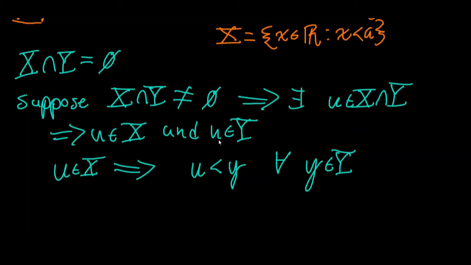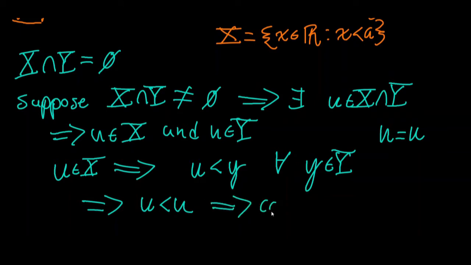And u is an element of Y. So this implies that u is strictly less than u. But this is impossible. u is equal to u, so u can't possibly be strictly less than u. This is a contradiction. Thus, if we suppose that the intersection of X and Y is non-empty, then we arrive at a contradiction.